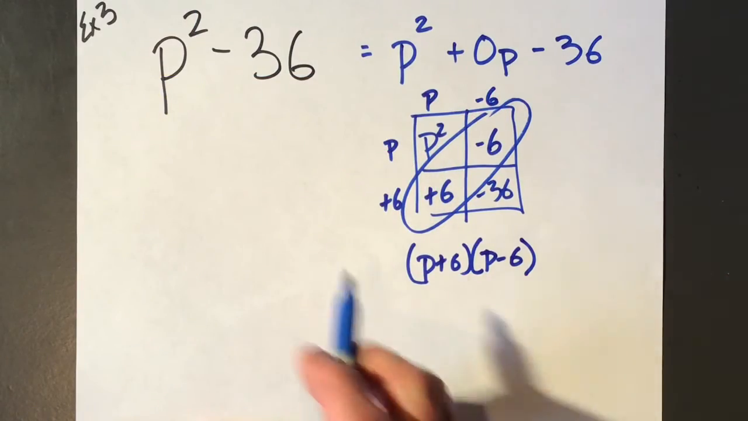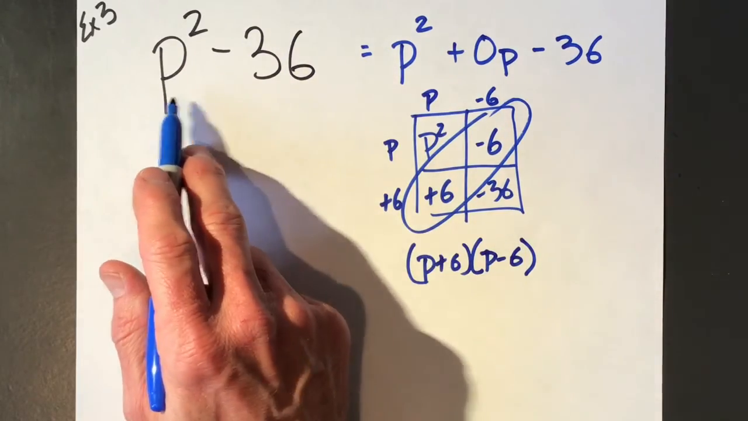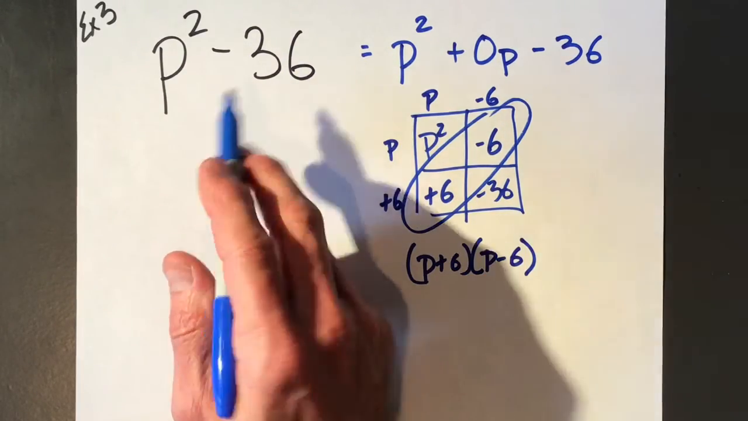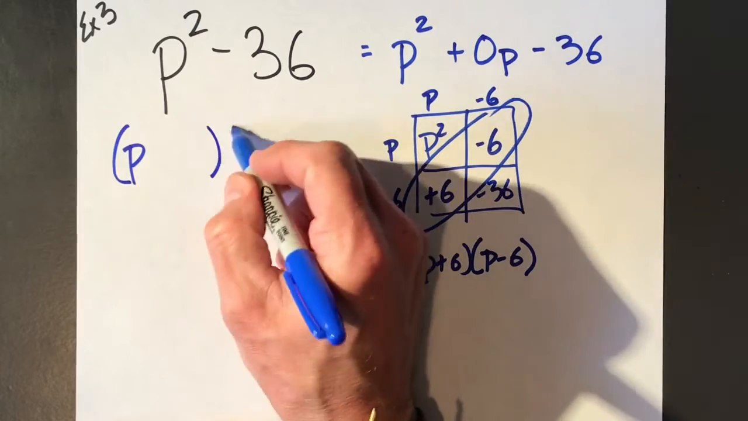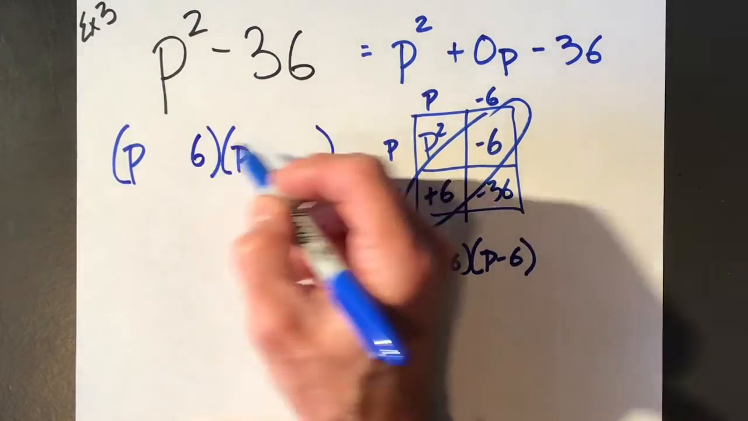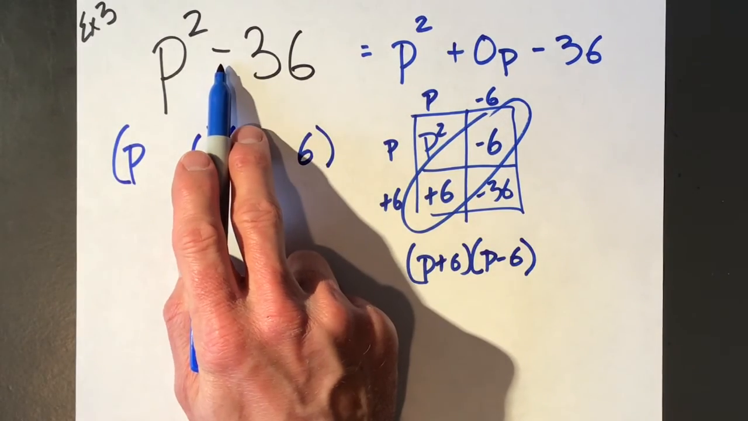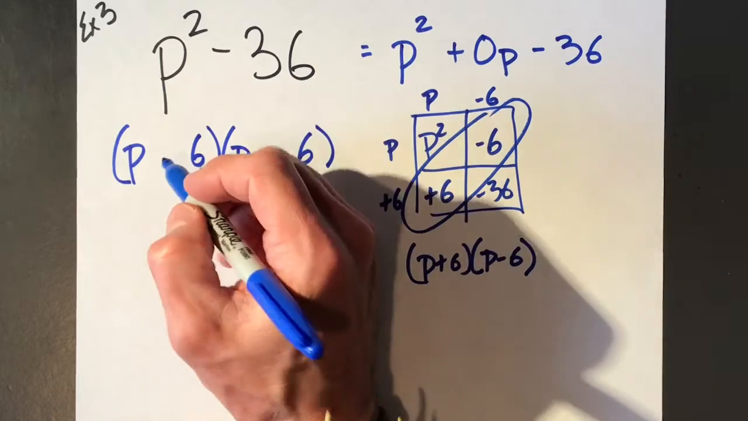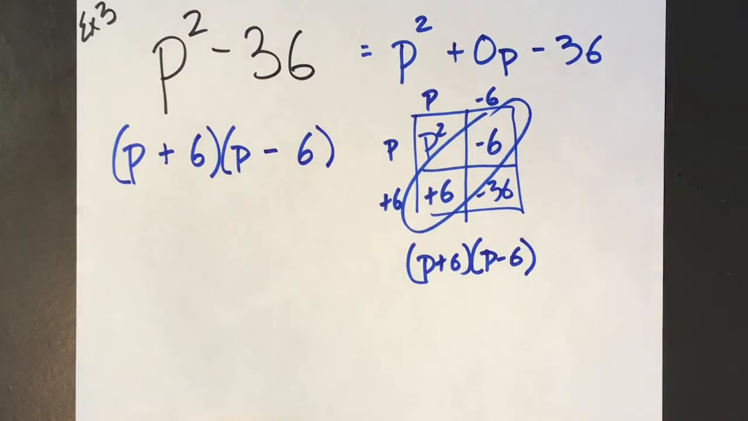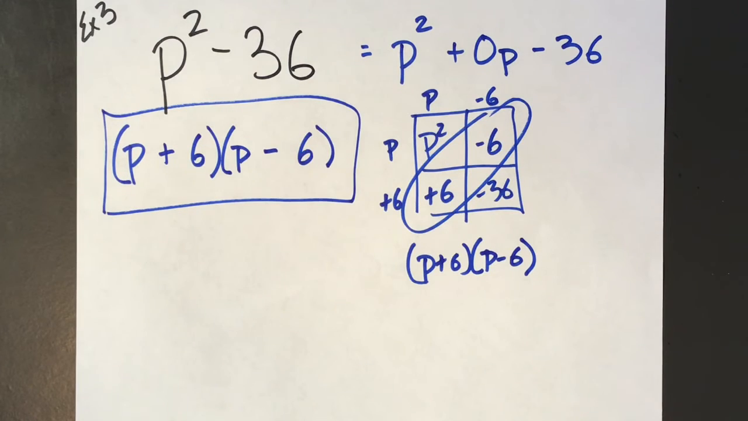This is one I like. The difference of two squares, right? 1p squared is just p times p, and 36 is 6 times 6. So I'm going to write p and p. That takes care of this piece. 36 is 6 and 6. And because I need a negative 36 produced, I want them to be opposite: one of them's plus and one of them's minus. And this is the answer. Now, I really do think that one's worth memorizing.